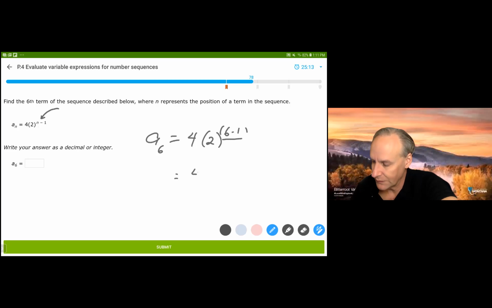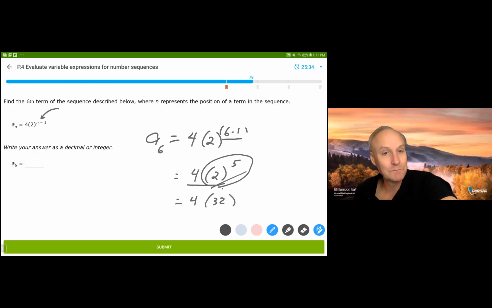So we have 4 times 2 to the 5th power. Now, a lot of people are going to think this is 10, and that's not 10. That's 2 times 2 times 2 times 2 times 2, which is 32. So we have 4 times 32. Don't multiply these first and then take them to the 5th power with your calculator. The exponent comes first, doesn't it? And 4 times 32 is 128. And then you're done, okay?